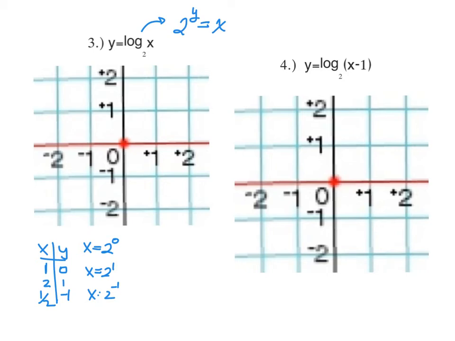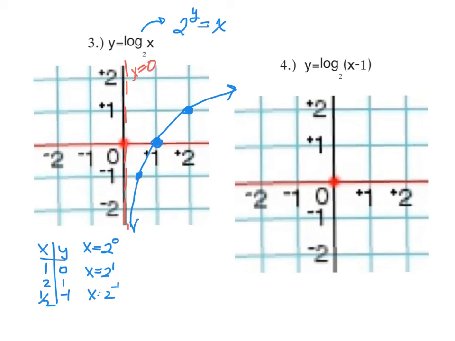Plotting these points, 1, 0 is the x-intercept. 2, 1: over 2 and up 1, and 1/2, negative 1. This should be enough to remind us that the logarithm curve is the inverse of the exponential curve. So it's also going to start very close to an axis and then grow. That y-axis this time is going to be not our horizontal but our vertical axis, our vertical asymptote. And that's the equation x equals 0.